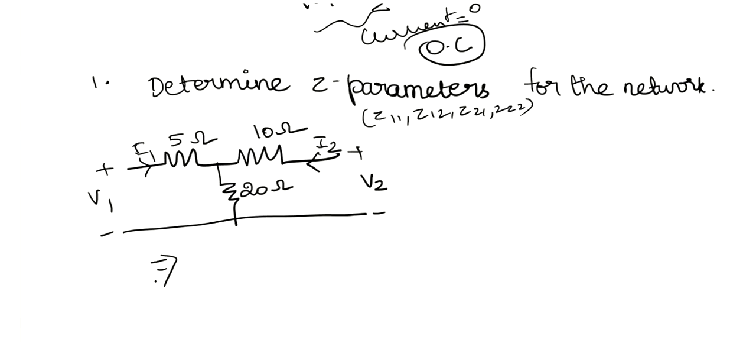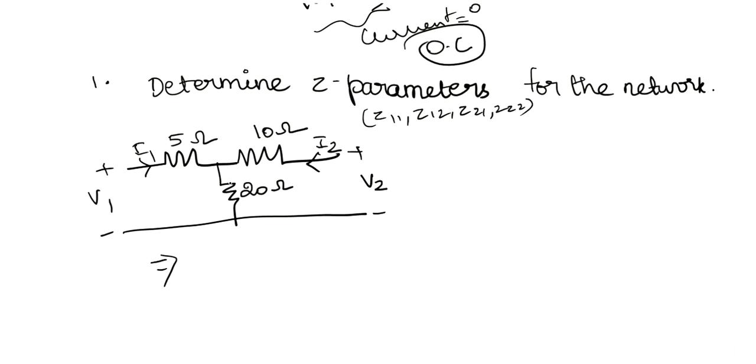Yeah, definitely it belongs to reciprocal. Why? Because this is a passive network containing RLC, so it follows the reciprocal theorem. But when we connect the current source and voltage source, it becomes an active network, so it doesn't obey the reciprocal theorem.